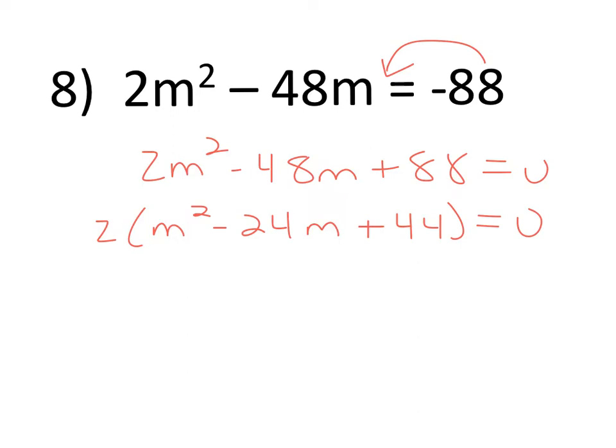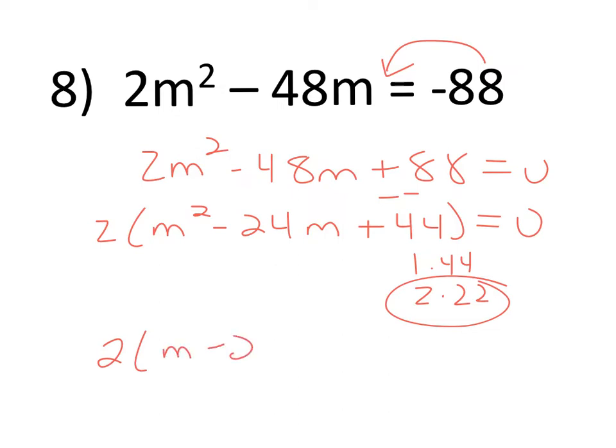Okay, so I'm starting, I got 1 times 44, that won't work. 2 times 22, here we go, this will work. So since I'm a positive here, I'm going to need negative, negative. So I'm going to keep the 2 out front. I'm going to have m minus 2, m minus 22 equal to 0.